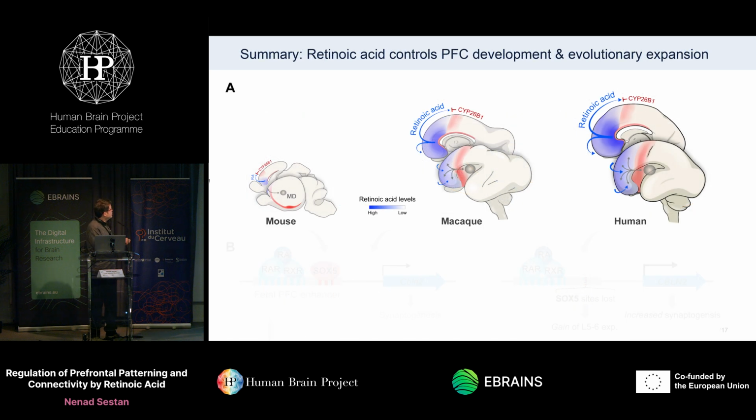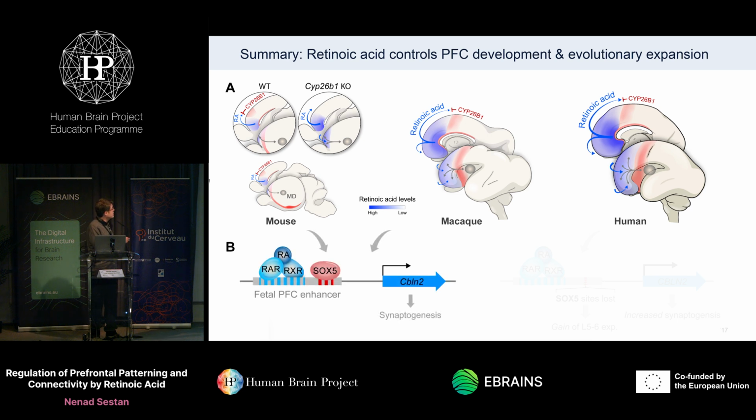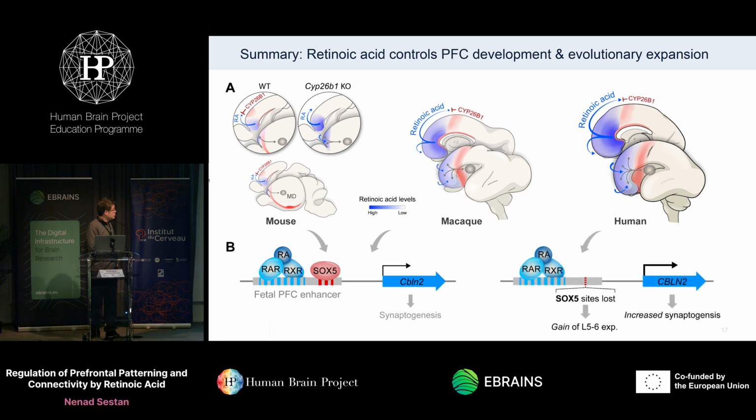So here is the model. Future prefrontal areas can be mapped or demarcated by this retinoic acid gradient, which is controlled by expression of CYP26B1 in anterior insula and motor cortex. Knocking this out leads to expansion of this retinoic acid as well as expansion of the medial dorsal nucleus, and we were able to link this to at least one gene that is important for synaptogenesis.